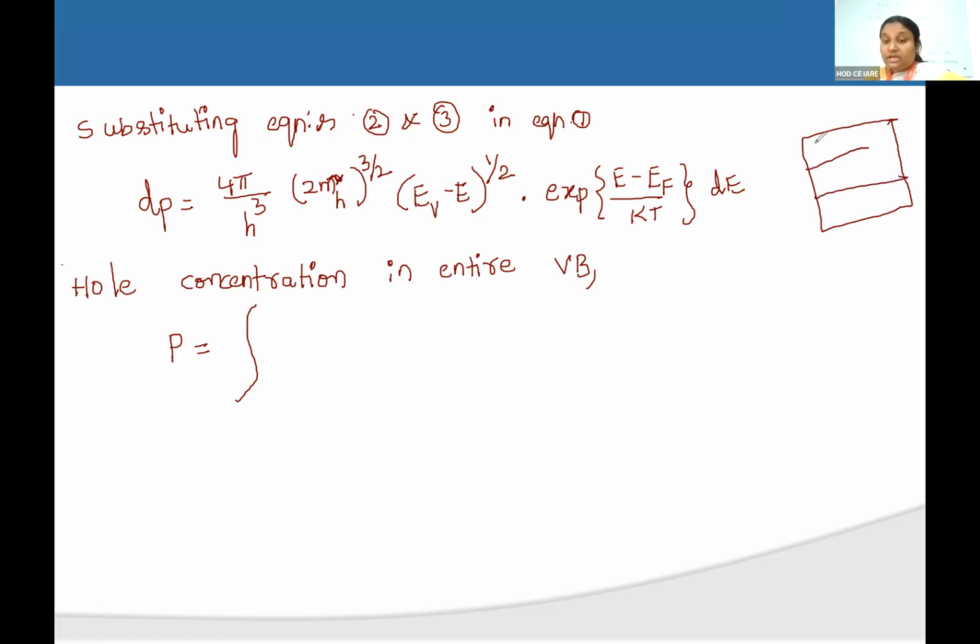For the conduction band, what limits have we taken? EC is the bottommost energy level of the conduction band, and the topmost energy level we have taken as infinity. Whereas for the valence band, the topmost energy level is EV, and the bottommost we'll take as minus infinity. So the lower limit is minus infinity, the upper limit is EV, and of course we have to integrate dP. Has anyone done this integration?